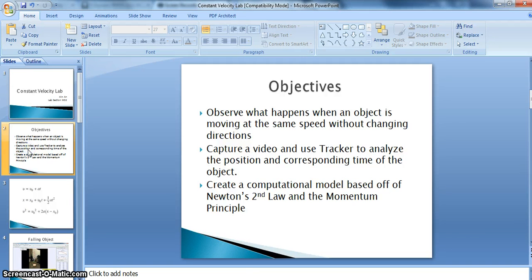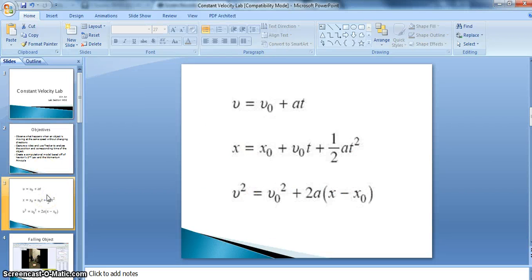The objectives of this lab are to observe an object in constant speed and constant motion, so no changing directions, and to use a software called Tracker to analyze the position and the corresponding time of the object. Afterwards, we are going to create a computational model, a predicted model based off of Newton's second law and the momentum principle. Here are the formulas that we're going to use to find our final position and our final velocity.